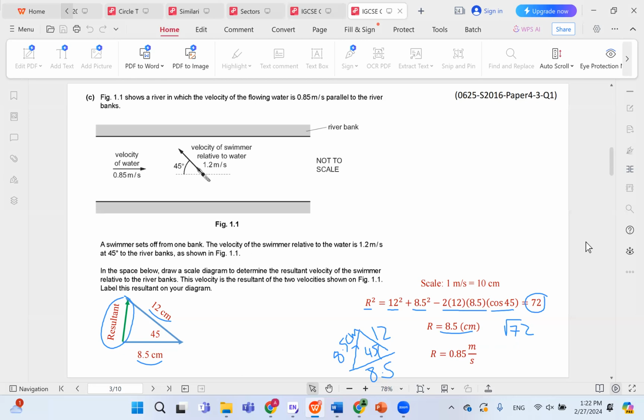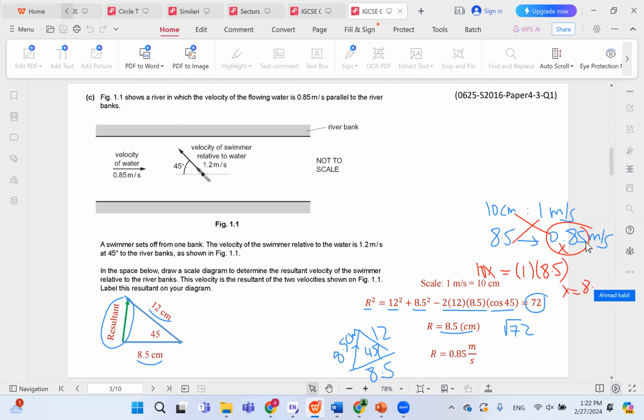And anyway, after you're done, you have to use the same scale to go back to meters per second. So we said that 1 meter per second is equivalent to 10 centimeters. So we got 8.5 centimeters, and we go back to 0.85 meters per second. You can cross multiply if you're confused as to how we got this value. Let's call it x. We can say 10x equals 1 times 8.5. So x would be 8.5 over 10, which would give you 0.85.